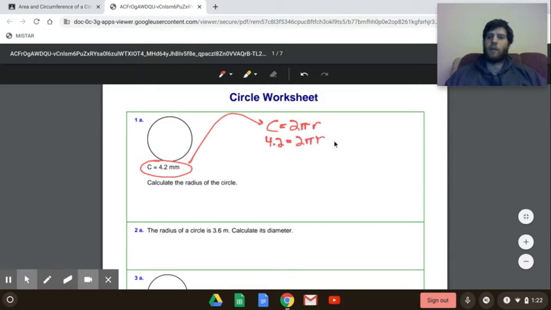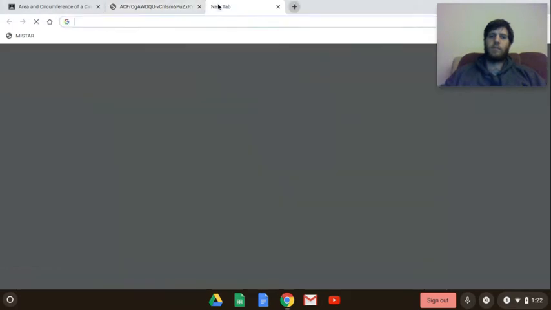And then we want to get r by itself, so we need to divide both sides by 2 pi. So we're going to be left with r on one side equals 4.2 divided by 2 pi. Not 2.pi, just 2 pi. Right, and then we can put that in our calculator.